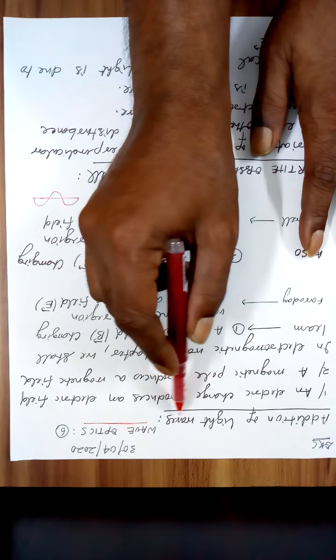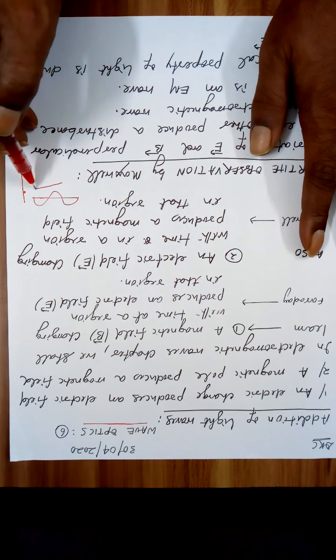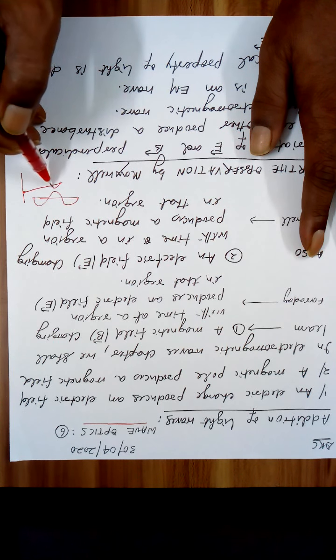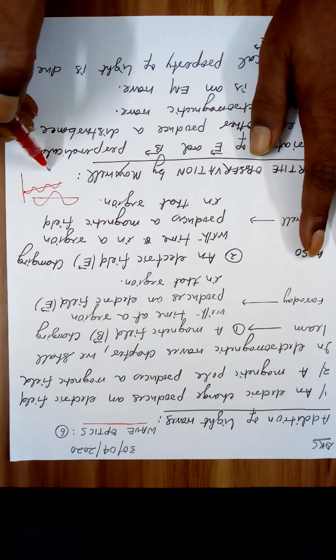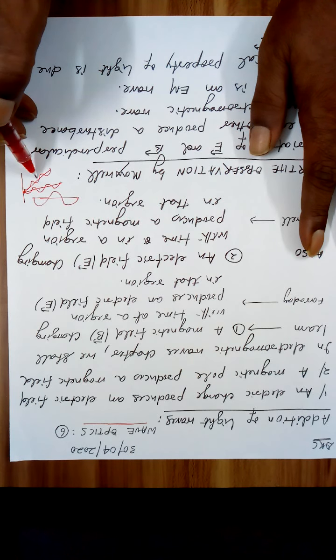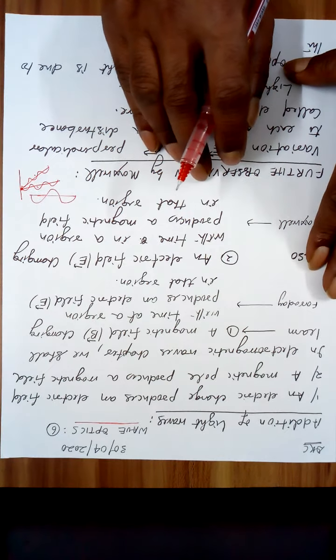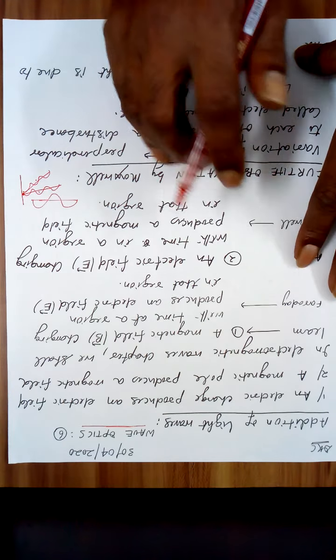How to add two light waves means, suppose this is a point on a screen. One light wave is reaching at this point, another light wave is reaching at this point. Then at this point the intensity due to these two waves will be changed. So before we proceed, we have to have certain understandings.